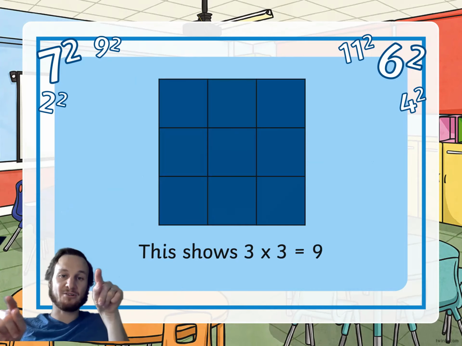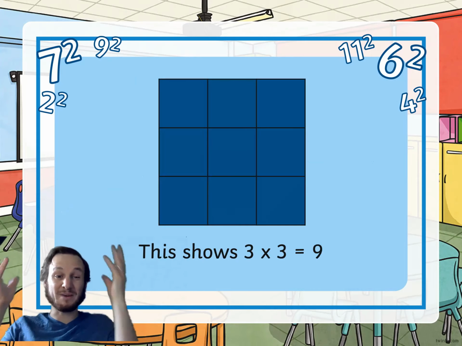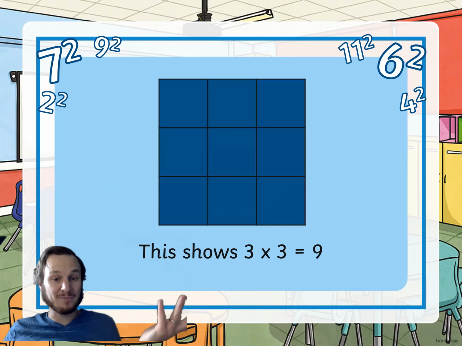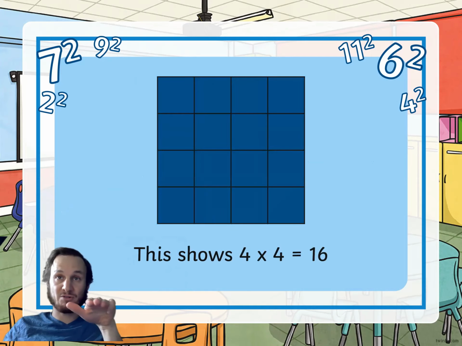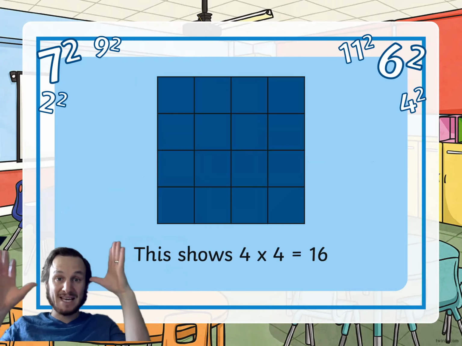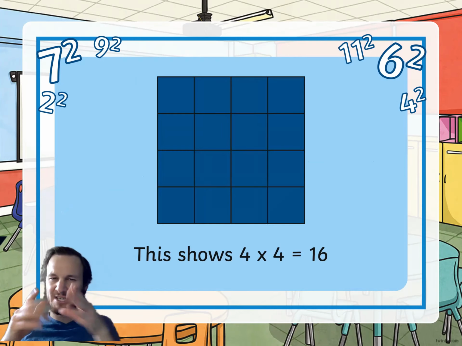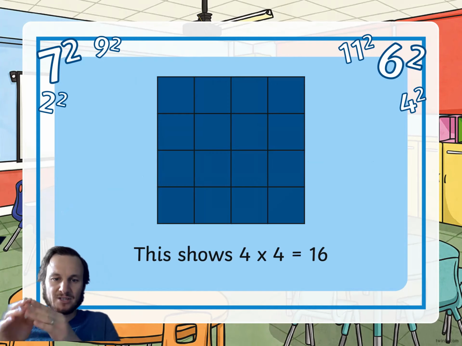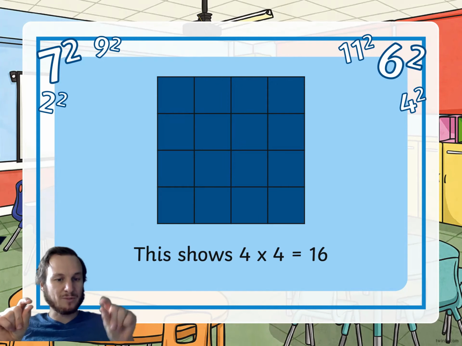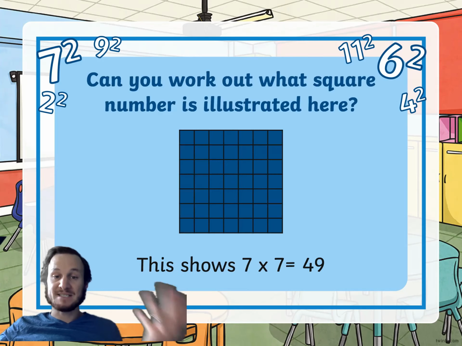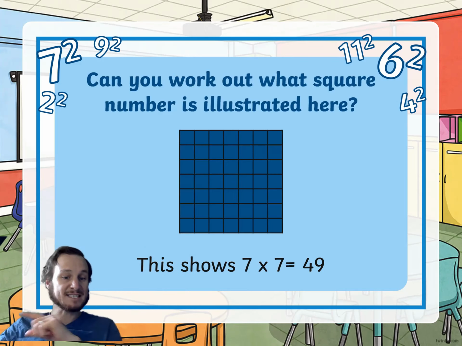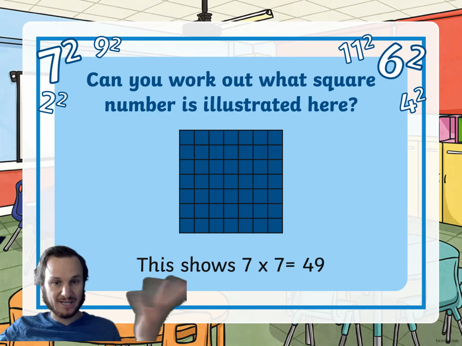3 squared is 3 across and 3 up, which would be 9 squares altogether. Same as 4: if you had 4 across and 4 up, it would be 16. So you can see that by making a number square, you're saying if it was a square that was 4 by 4, how many would be in there altogether? You just times it by itself. Same as 7: 7 across, 7 up, 49.